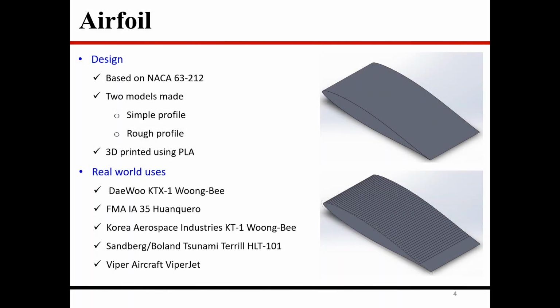Our airfoil design was based on the NACA 63212. As we wanted to evaluate the effect of the surface roughness on the boundary layer, we created a simple smooth surface and a rough surface. The parts were 3D printed using PLA, polylactic acid, as shown. This airfoil has been used in a large number of aircraft, some of which are shown here.